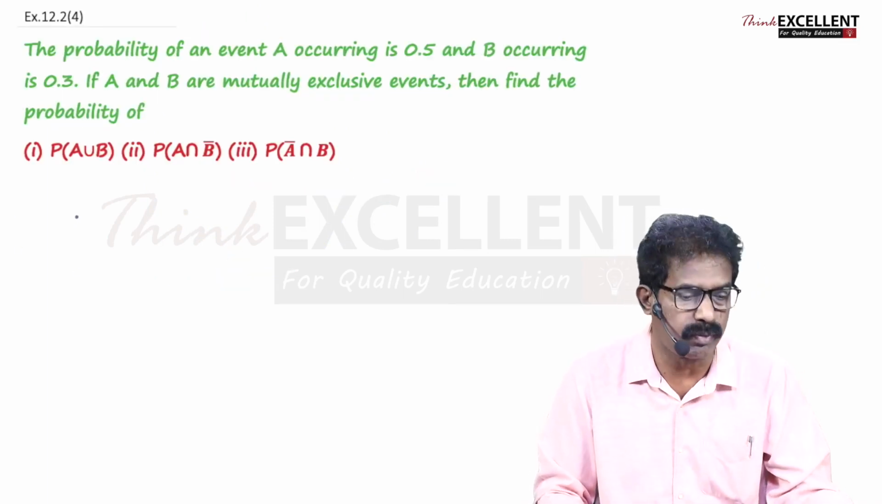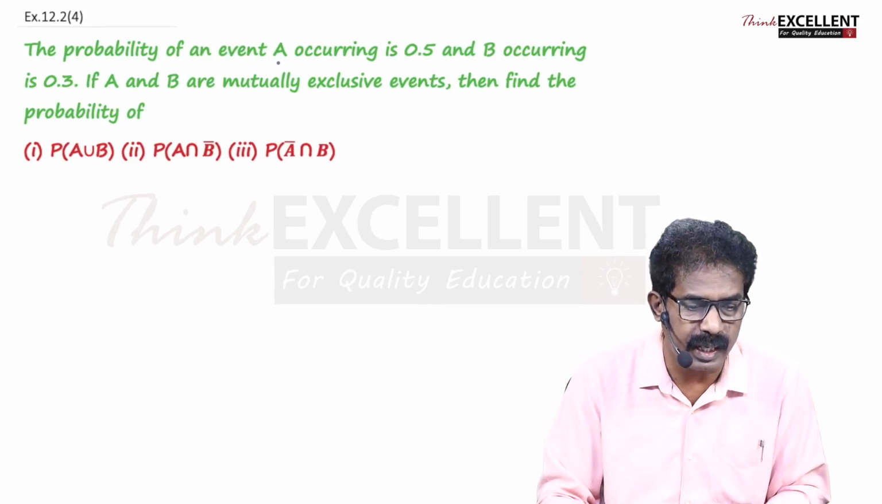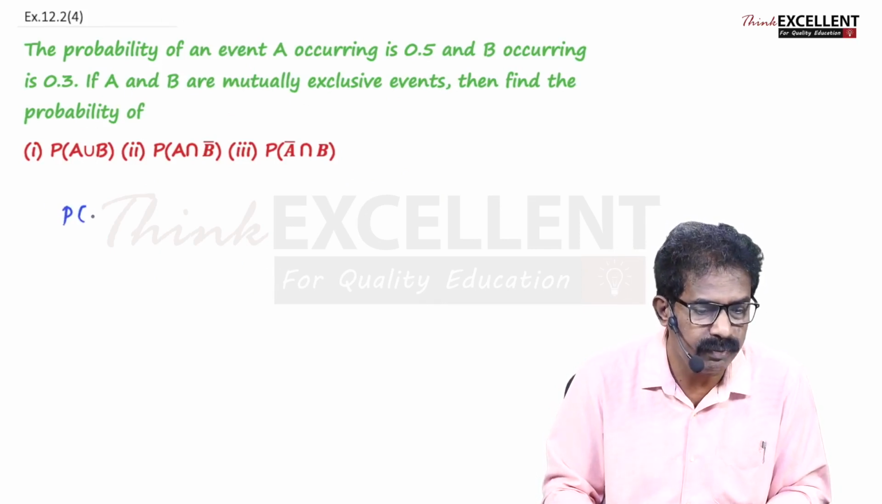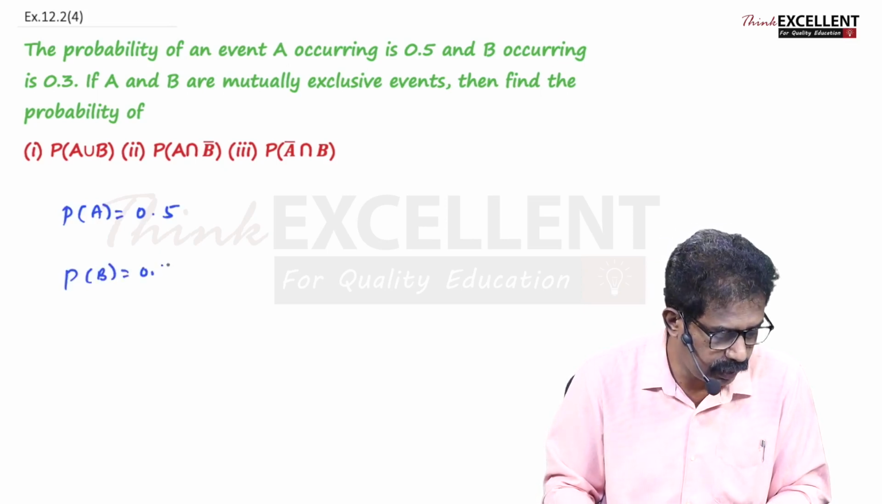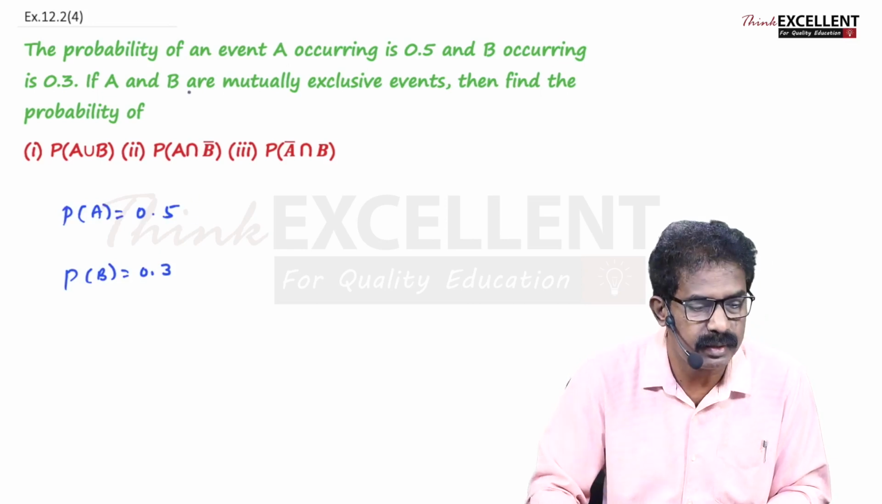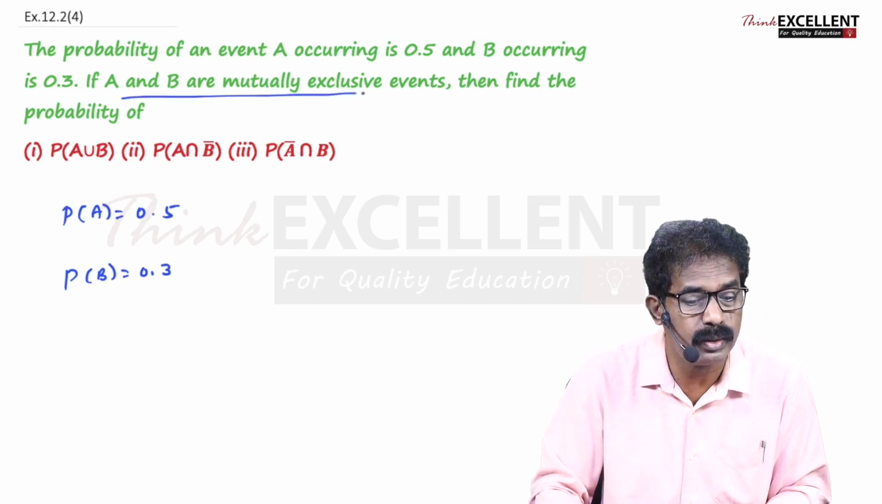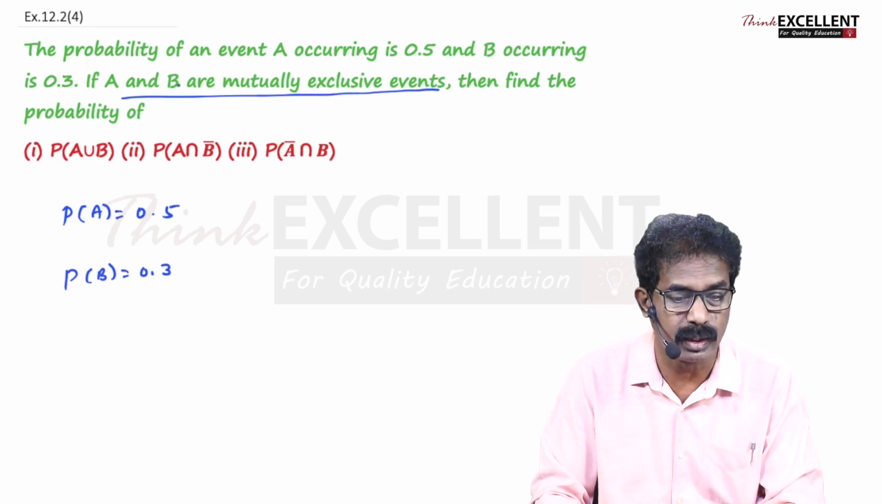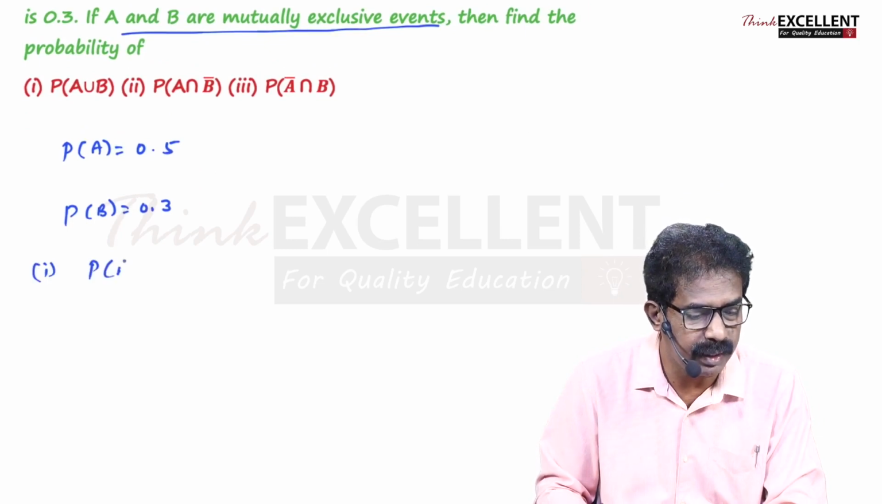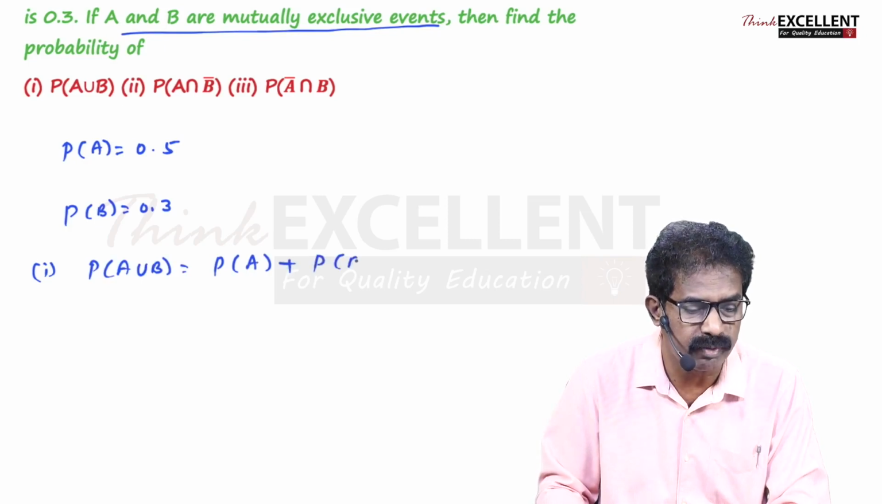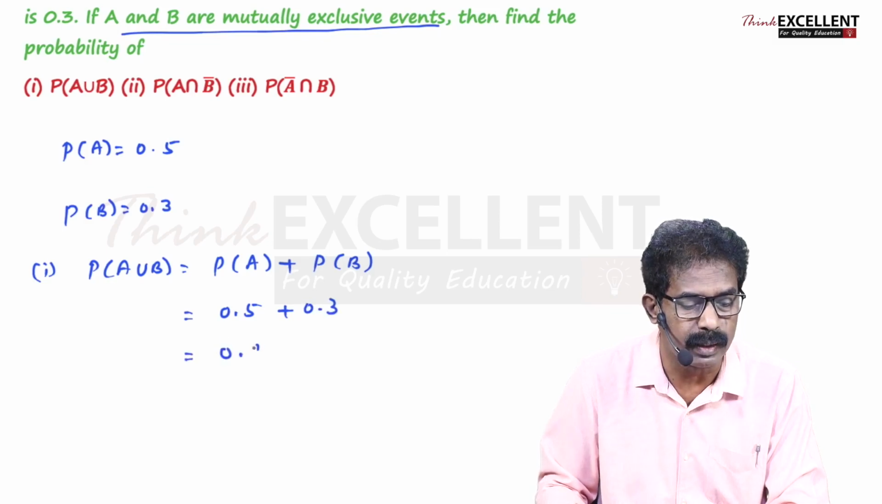Now let's move on to question number 4. The probability of an event A occurring is 0.5 and B occurring is 0.3. So P of A equal to 0.5, P of B equal to 0.3. These two given. See what they asked to find. If A and B are mutually exclusive, already the first sum we taught, no? So you know what the results. Then find P of A union B. Mutually exclusive, so the last term will be 0. You write only P of A plus P of B, so it is 0.5 plus 0.3, it is 0.8, right?